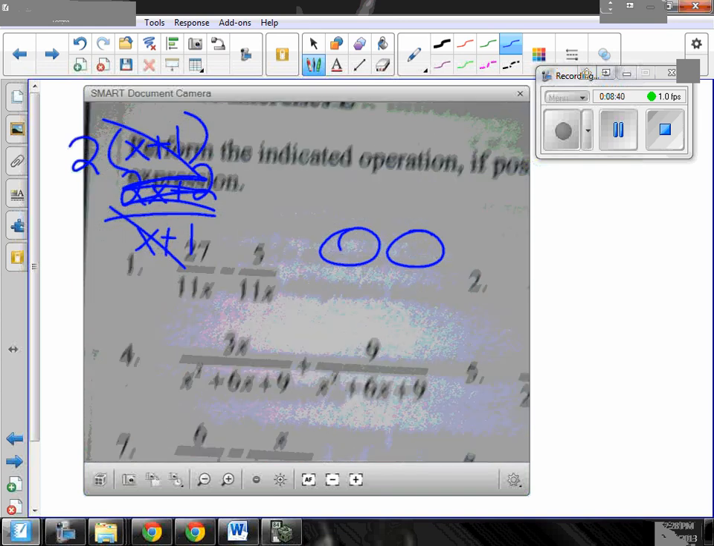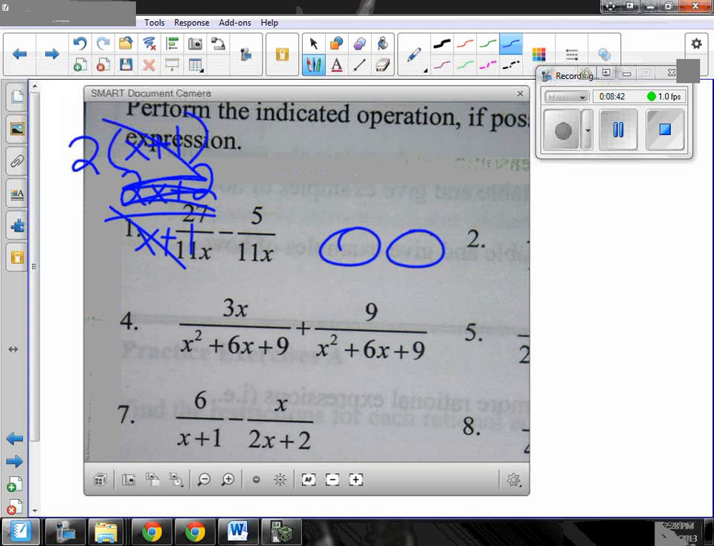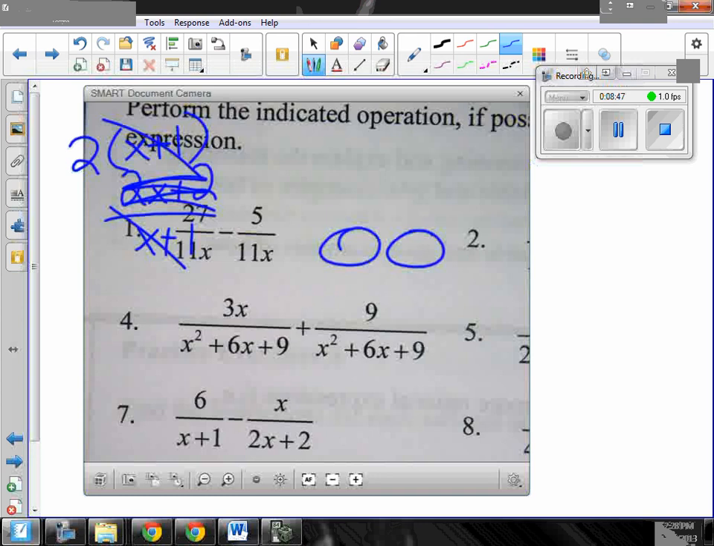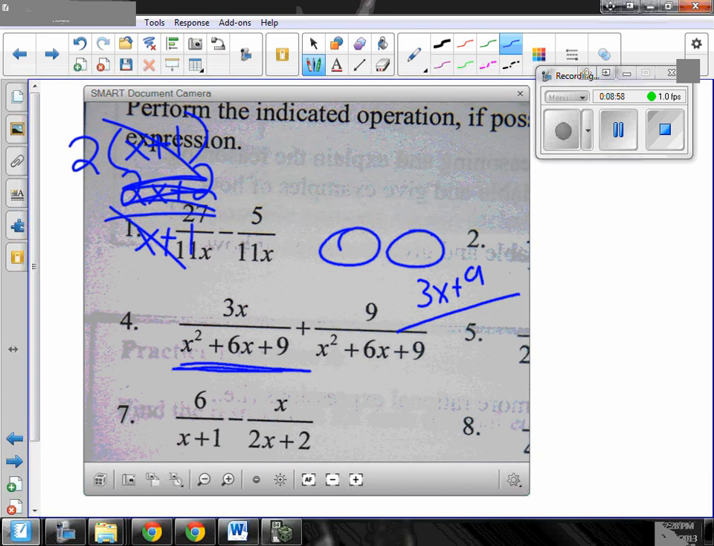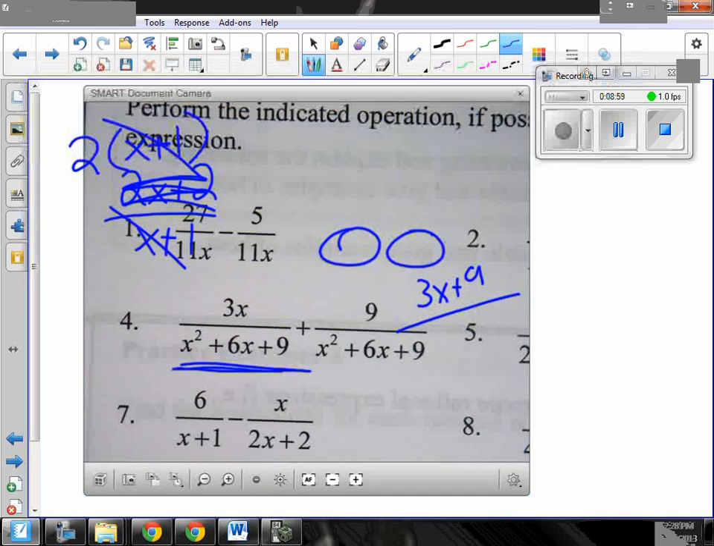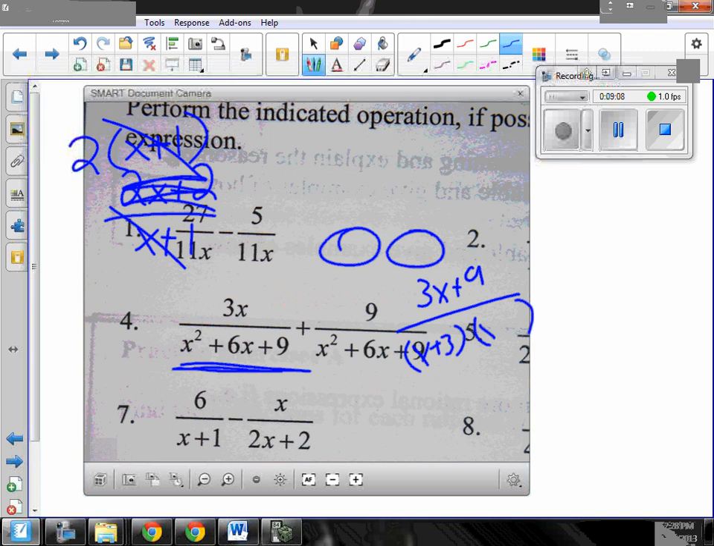So I'm not going to do 4, but look at 4. I can factor the bottom. So I have a common denominator. Well, let's go ahead and do it. So 3x plus 9 over this, but does the bottom factor? Yes. I can't pull anything out, but it is a quadratic. X plus 3 and x plus 3.